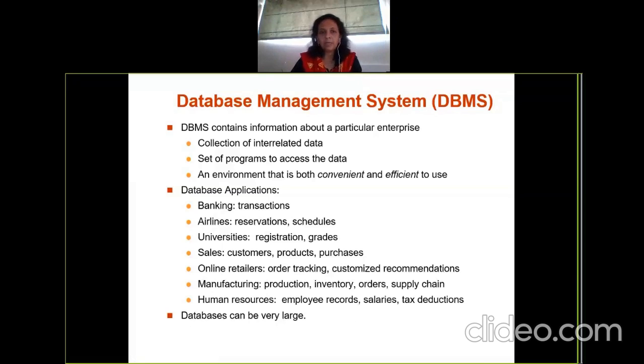So is everyone clear with the basic definition of database? Always remember, it is the collection of interrelated data and a set of programs to access the data. Whatever database we are creating, it should be convenient and efficient to use. In such a way we need to create it. So database touches all the aspects of our lives.